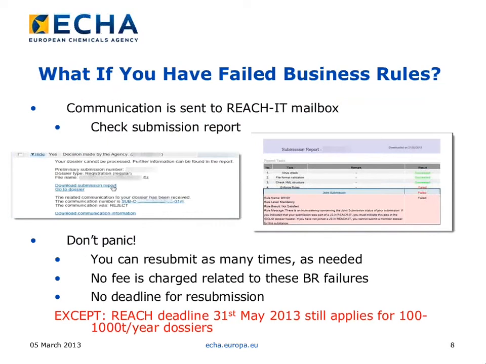So, what if your dossier fails in business rules? Then, instead of a business rules check passed message in your Reach IT message box, there will be a message claiming decision made by the agency. Your dossier cannot be processed. Then, please click the Download Submission Report link and go to the second page of the submission report, where you can find listed all the failed business rules.